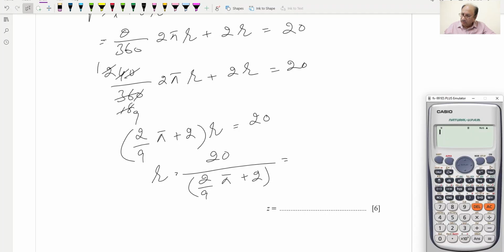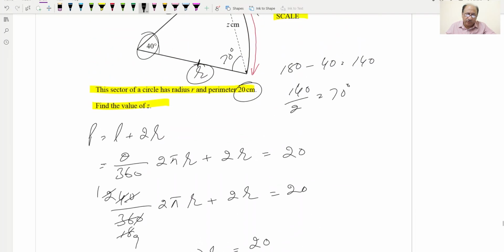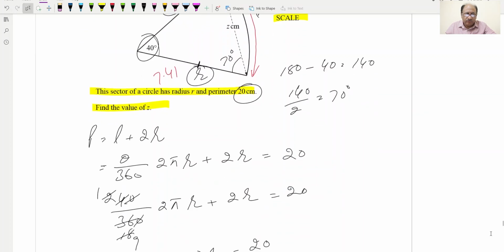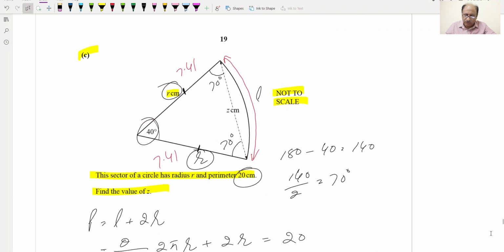Now the r value is 20 divided by, in brackets, 2 over 9 pi plus 2, bracket close, and this will be equal to 7.41, the value of r. So this side is 7.41 and this side is also 7.41. Now after this, the value of z is required. Z is this length. So we have now these two lengths, this one and this one, so we can apply the sine rule.